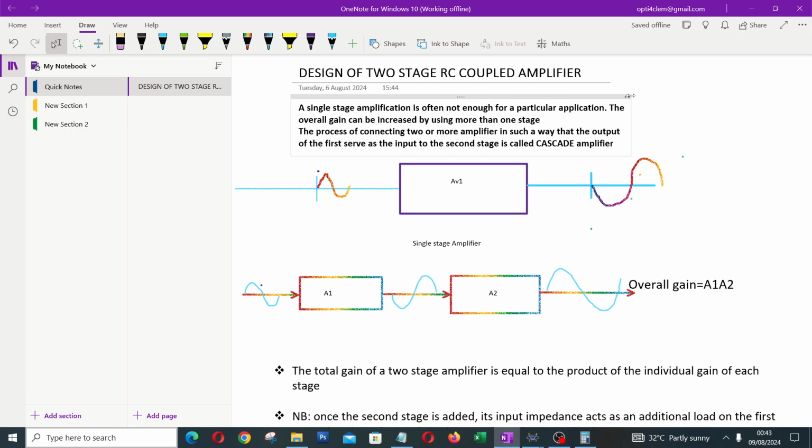For example, when you have an ECG, electrocardiograph signal, it's a very low signal, like a heartbeat, pulse beat. So it needs to be amplified first to a level that can be picked up by other bigger gadgets. So we want to look at how that is done using a two-transistor amplifier.